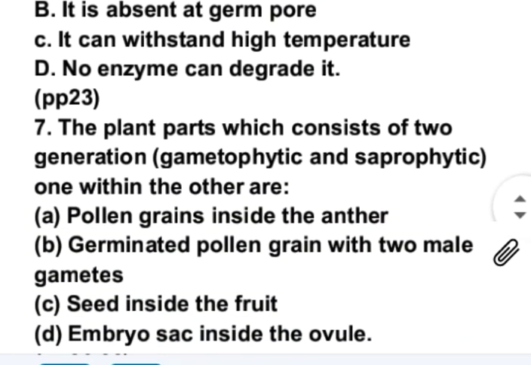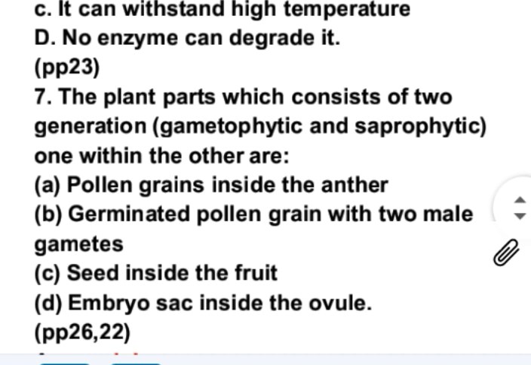Next is, the plant parts which consist of 2 generations, gametophytic and sporophytic, one within the other, are. We have to tell the plant part which has both gametophytic and sporophytic generation. Options given are: A, pollen grains inside the anther. B, germinated pollen grain with 2 male gametes. C, seed inside the fruit. D, embryo sac inside the ovule.